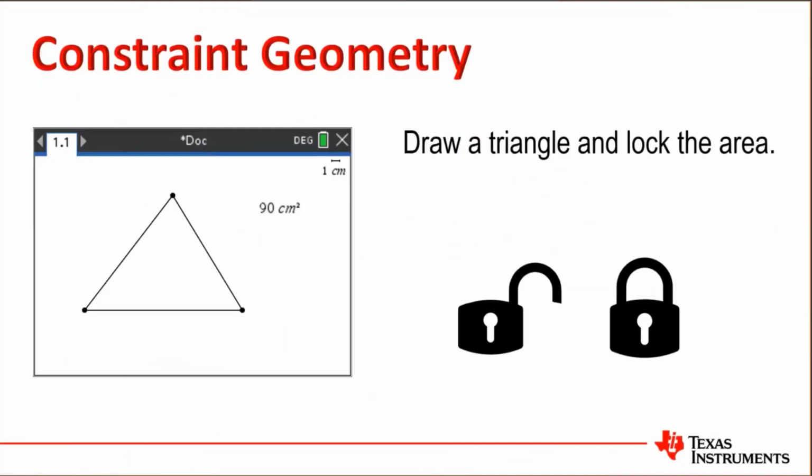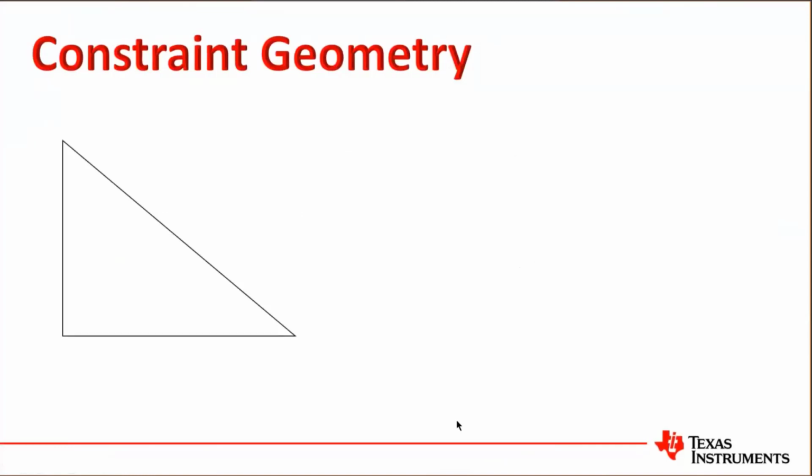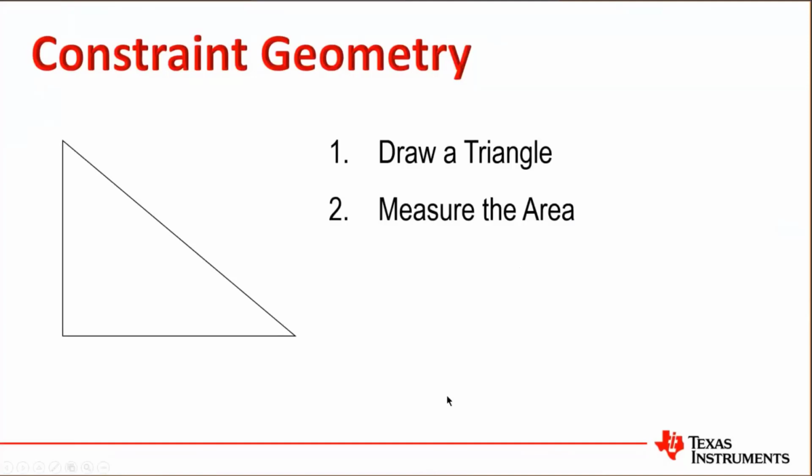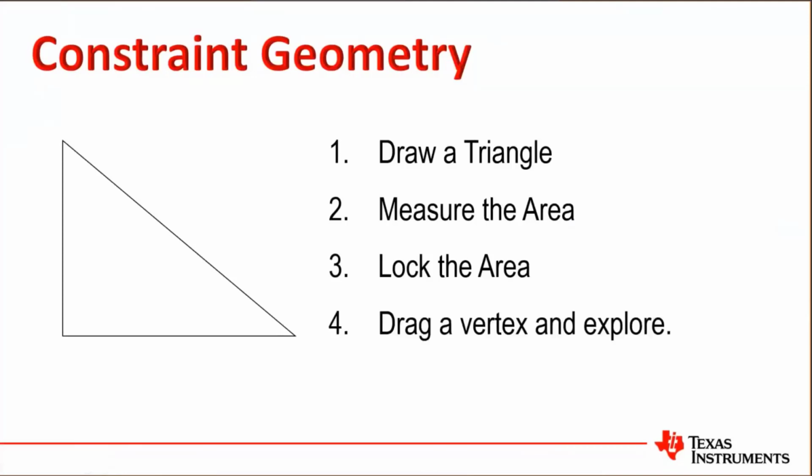So it's the idea that we can lock functionality of objects in the geometry space. So here's the steps that we're going through for this one. We're going to start by just drawing a triangle using the Shapes tool, pretty easy. And then we're going to measure its area, and there's multiple ways you can do that. Then we're going to lock the area, and then finally explore how the vertices of the triangle can move when the area is locked. So that's our 4 steps. So as I said, starting off pretty easy.